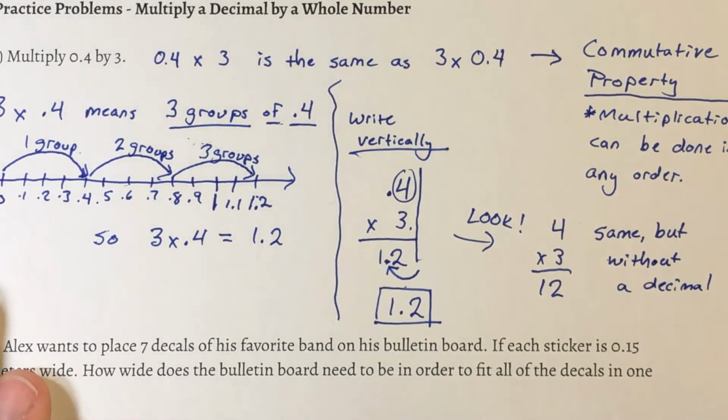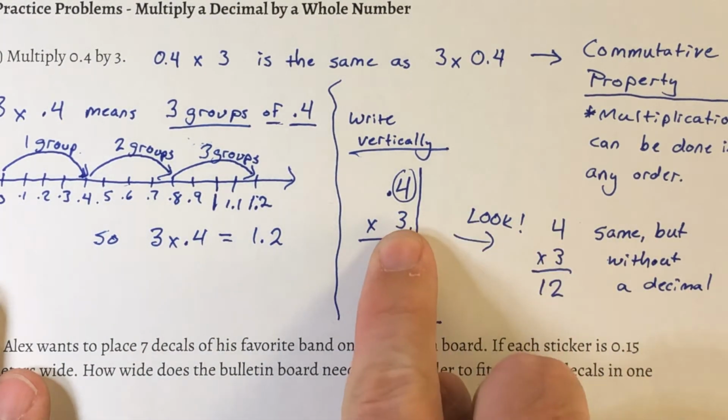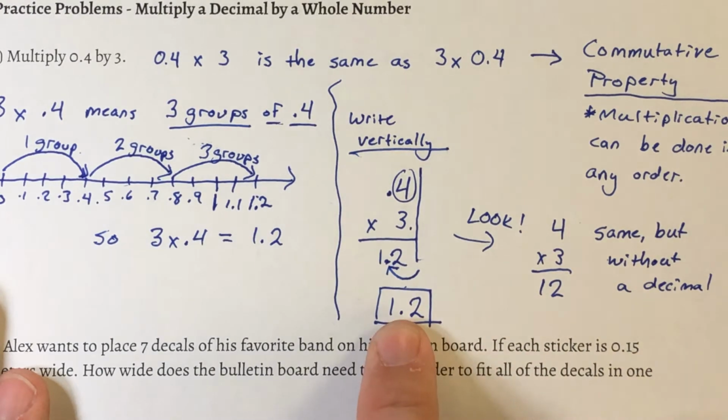So what does this mean? It means that when you're multiplying, you just multiply like normal, and then you figure out where your decimal is going to go at the end. That's really all there is to it. So that's really what we're going to be practicing today, figuring out where a dot goes.